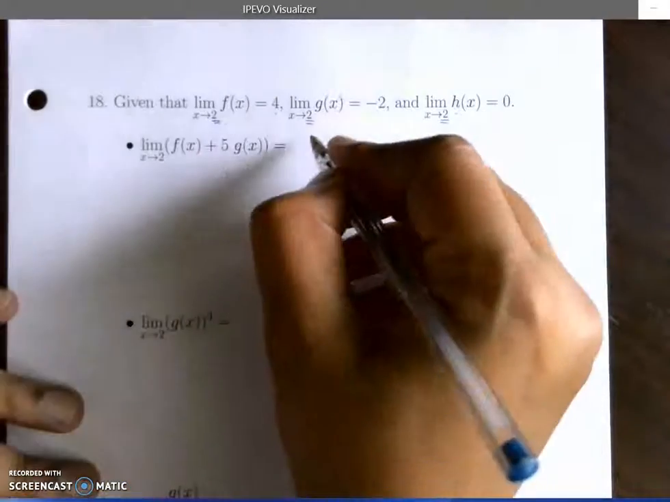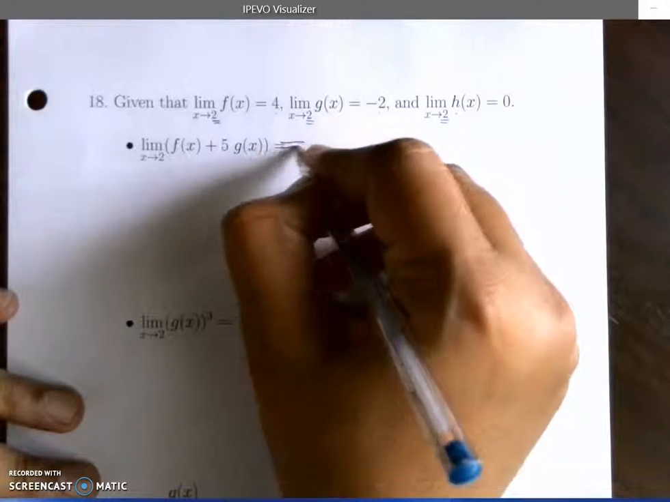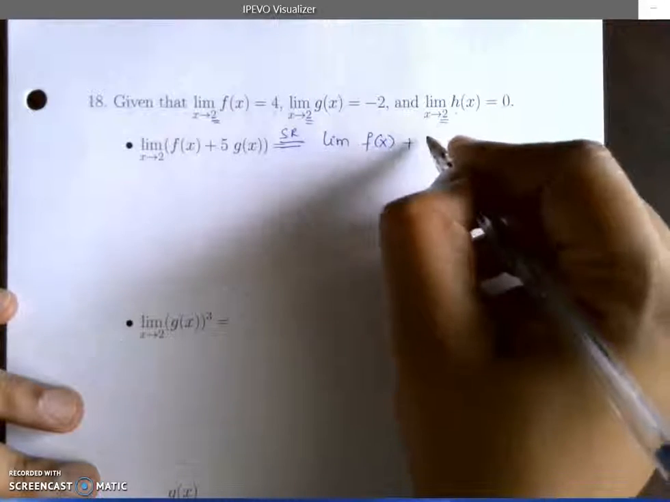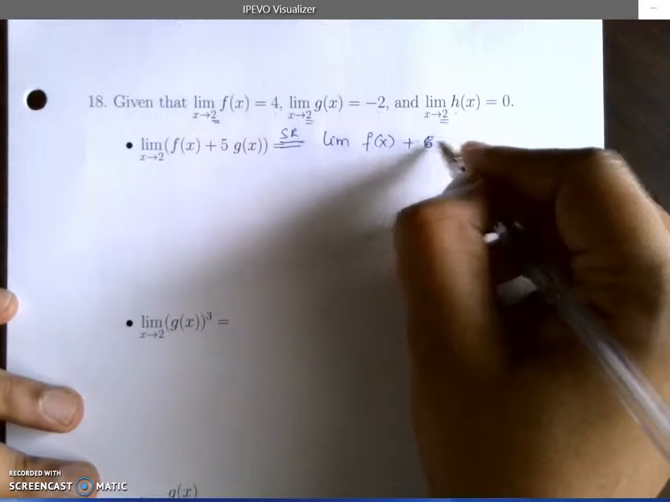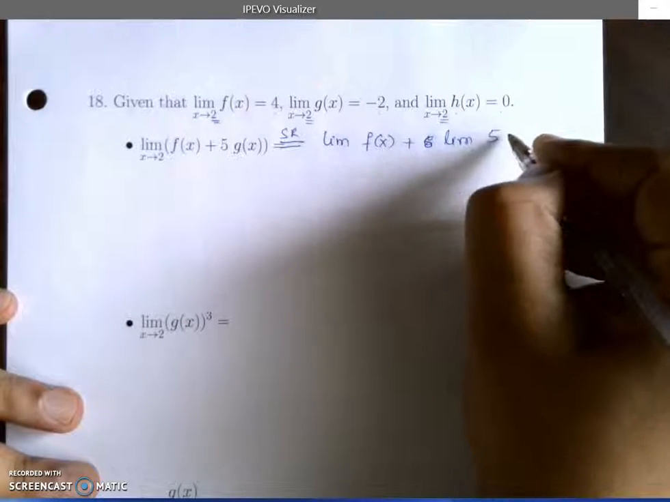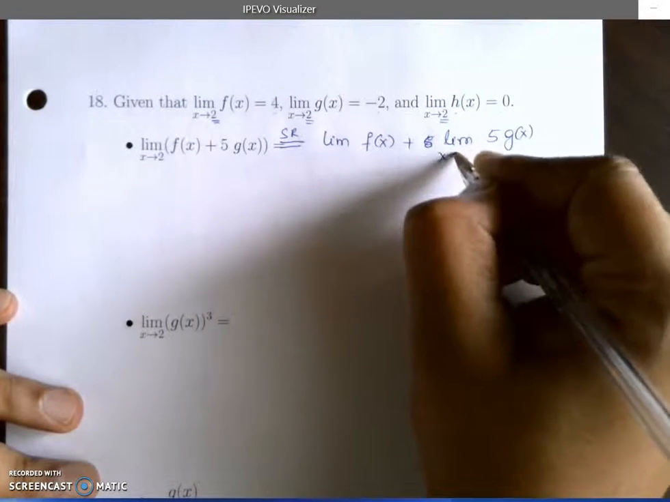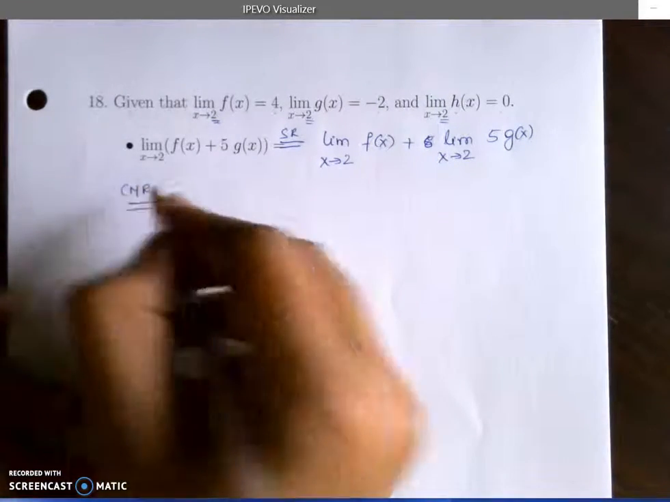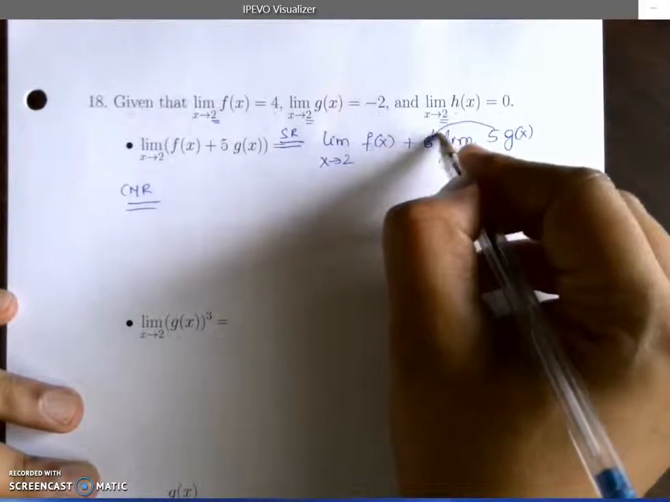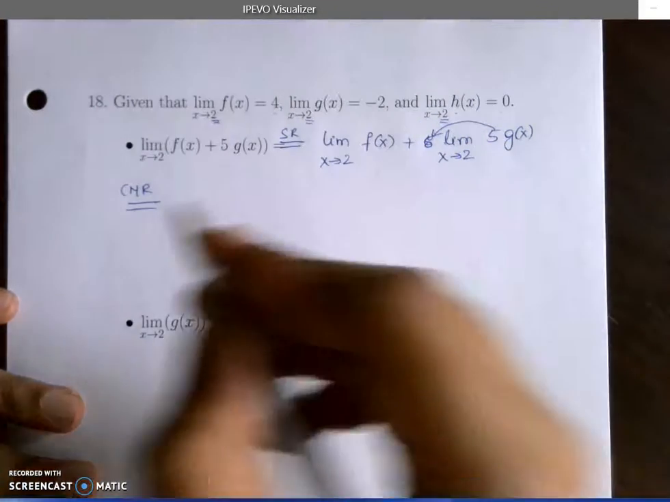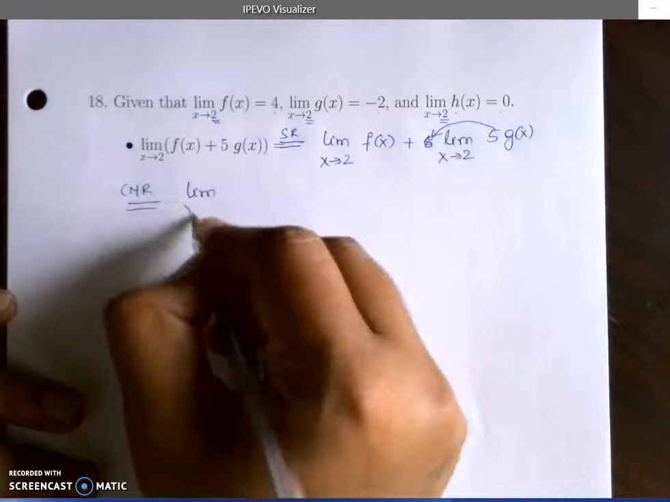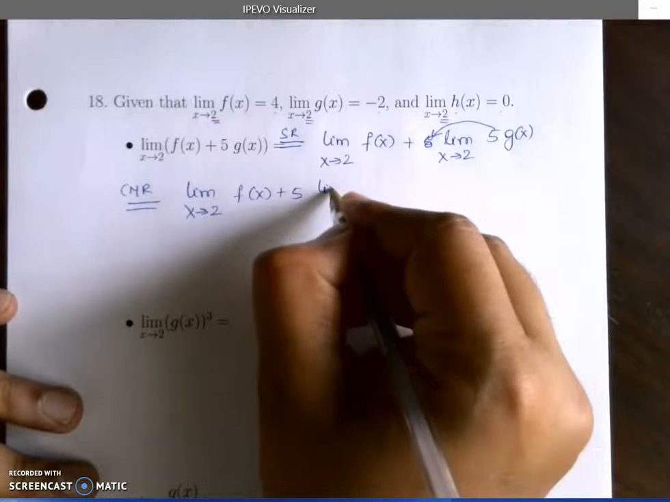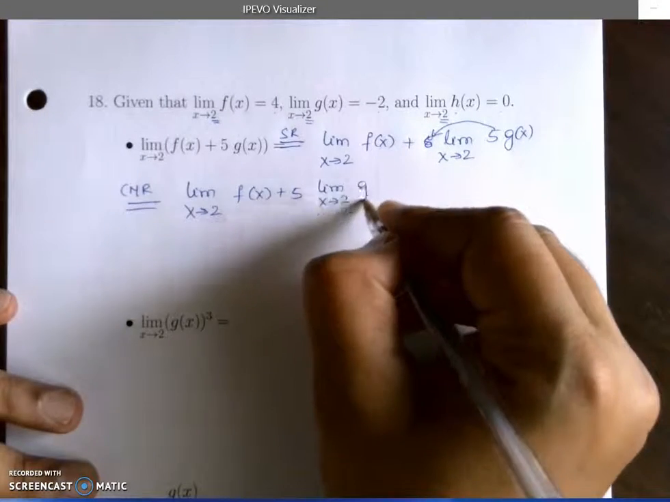So here, first you're going to use the sum rule, and then you're going to write this as the limit of the function f plus the limit of the function 5 times g of x. In both cases x is approaching 2. Then you would apply the constant multiple rule. 5 is a number, it does not involve x, so it steps outside the limit. So you're going to write this as limit x going to 2 f of x plus 5 times limit x going to 2 g of x.